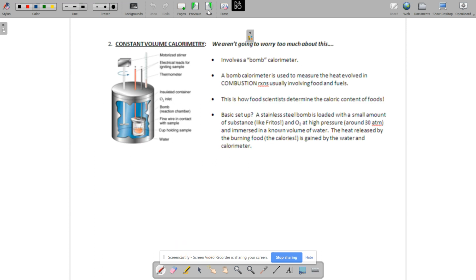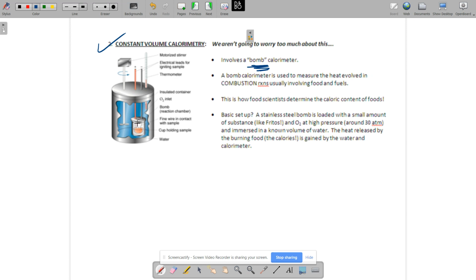Last but not least, far from least, constant volume calorimetry. Honestly, we're not going to talk too much about this, although this is like my total favorite because it goes by the title bomb calorimeter. This is how they figure out the calories for food. So the basic premise is that you take whatever food item you have, and you put it in this little tiny compartment, like let's say a Cheeto, if you will, and then you inject pure oxygen at high pressure. Okay, so this baby's going to burn really well.